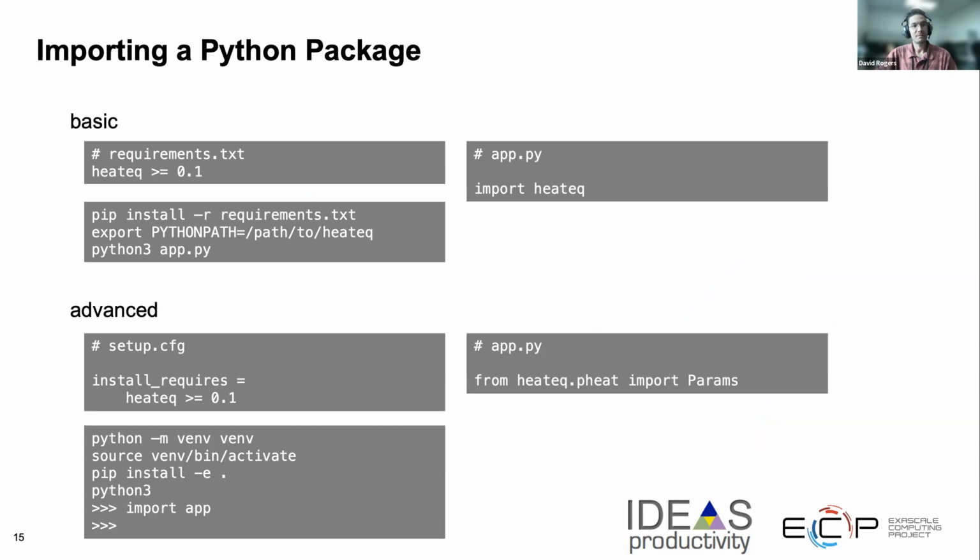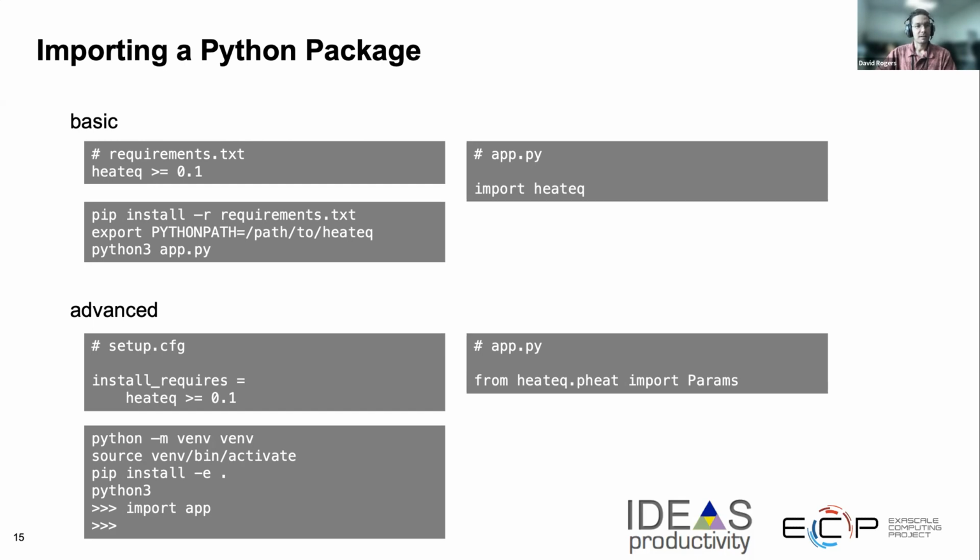Then in my own program, I set this to the Python path, which contains the place where these files were copied. And my app imports HeatEQ. In an advanced usage, I can actually use a package manager to install HeatEQ. And in that case, the user would actually be able to create a virtual environment in Python, activate the virtual environment, and install my package into their virtual environment with pip.